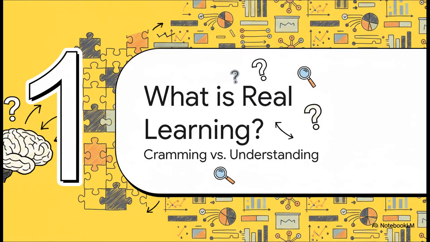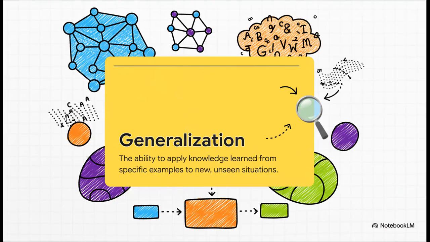So our first stop on this journey is to figure out what real learning even means. Because in the world of learning theory, it's not just about getting the right answer. It's way deeper than that. So what's the gold standard for real learning? Well, it all comes down to this one word: generalization. It's the ability to take what you've learned from a few specific examples and apply that core knowledge to totally new problems you have never, ever seen before.